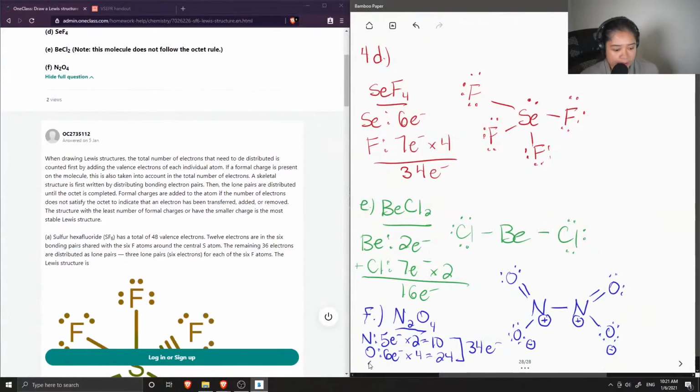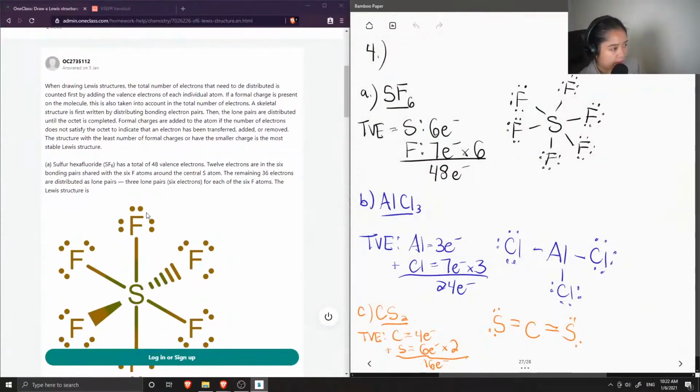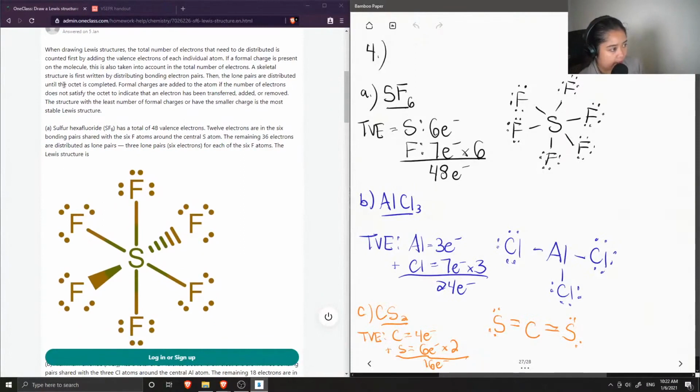Okay, so let's see what the junior tutor said, starting with our first molecule. When drawing Lewis structures, the total number of electrons that need to be distributed is counted first by adding the valence electrons of each individual atom. If a formal charge is present on the molecule, this is also taken into account in the total number of electrons. The skeletal structure is first written by distributing bonding electron pairs.